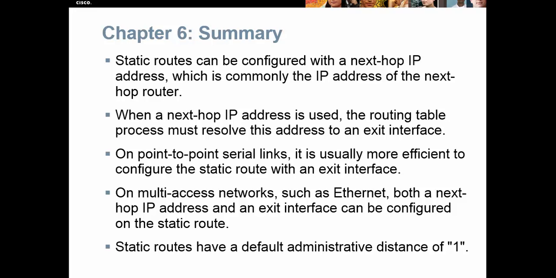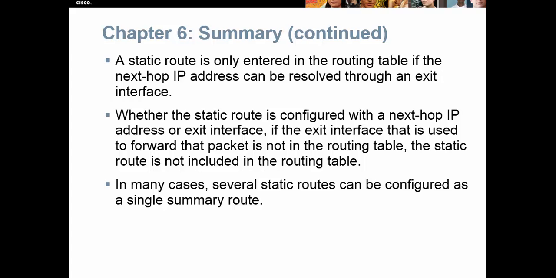So make sure that with those floating routes that you put an administrative distance higher than 1 so that they're the backup. A static route is only entered in the routing table if the next hop IP address can be resolved through an exit interface. Whether the static route is configured with a next hop IP address or exit interface, if the exit interface that is used to forward the packet is not in the routing table, then the static route is not included in the routing table.